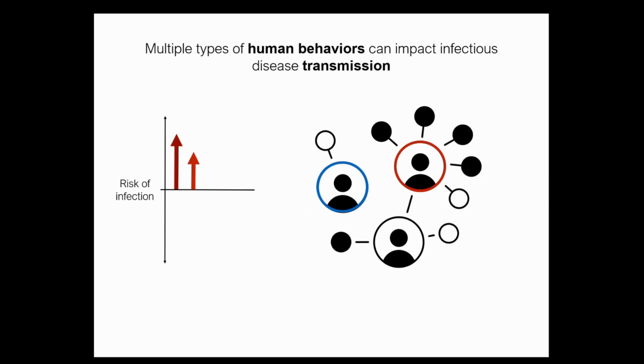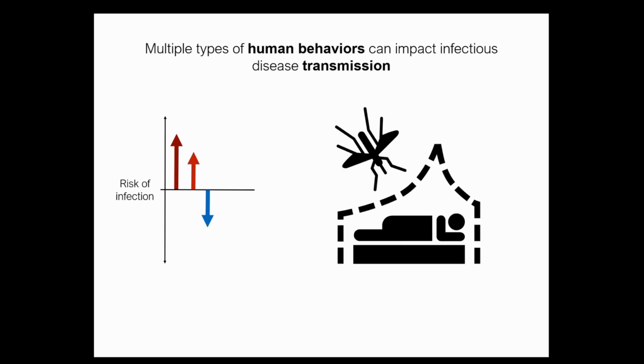You can also have people who have a large number of contacts compared to other people who don't. And for some things like sexually transmitted infections or respiratory infections, that might really increase your risk of getting infected. But there are also other behaviors you can adopt that will mitigate and reduce that risk in some way. For example, I do a lot of work on malaria, so sleeping under an insecticide treated net might reduce your risk of malaria.